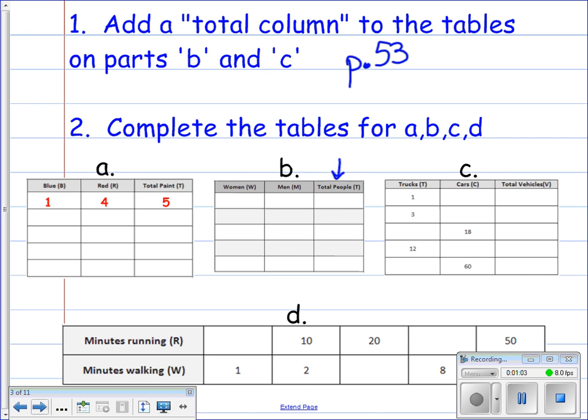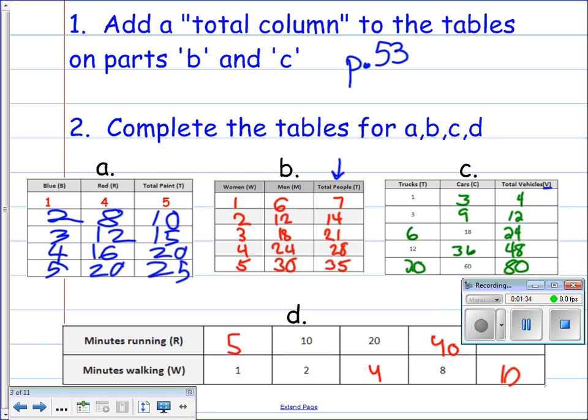And then women to men, and then the total people. For part C, we have trucks and cars to total vehicles. We're not going to use T for total vehicles because that will get confused with the T for trucks. So use V for vehicles. For part D, you do not have to add a total column. So you're only doing the total column on B and C. Then, complete the tables for A, B, C, and D.